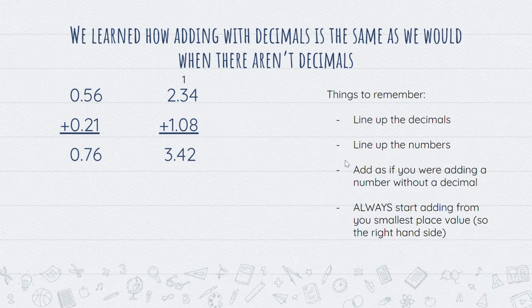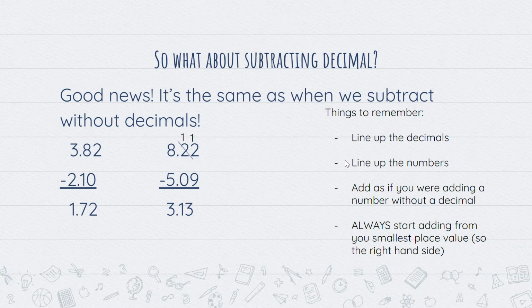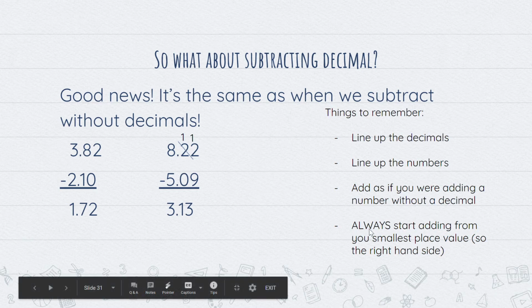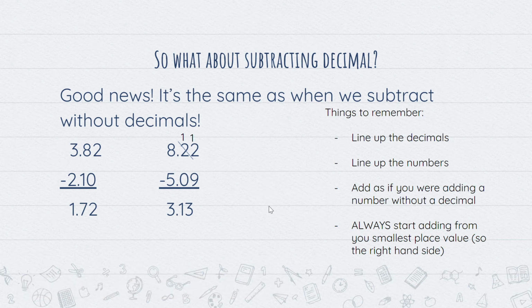Now, when we go into subtracting, I have some great news. When we subtract, it's the same as when we subtract when there aren't decimals involved. So we also want to remember to line up our decimals and line up the numbers. I clearly didn't change this to subtract, but we want to subtract like we normally would, and we always want to start subtracting, or in general most math that we do, from the smallest place value, or the right hand side here.